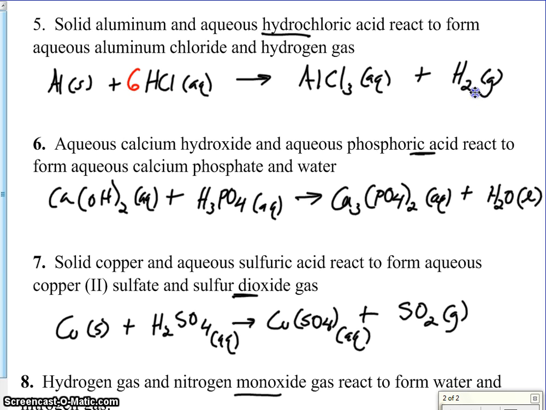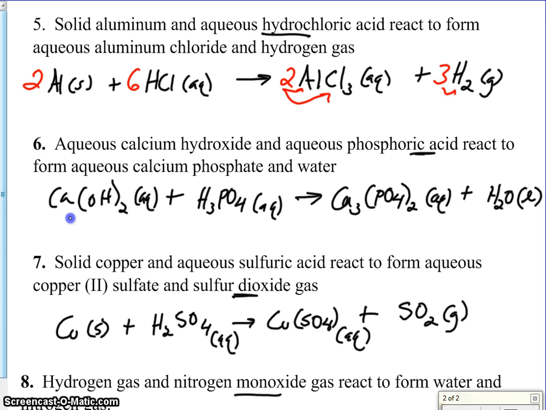So instead of having 2 hydrogens, I have 6 hydrogens. So I'm going to put a 3 in front to give me 6 hydrogens here. So 6 hydrogens, 6 hydrogens. 6 chlorines, 3 times 2 gives me 6 chlorines. So now I have 6 chlorines. I also have 2 aluminums, so I'll put a 2 out in front here. And now that guy's balanced. 2, 6, 2, 3 would be our coefficients.